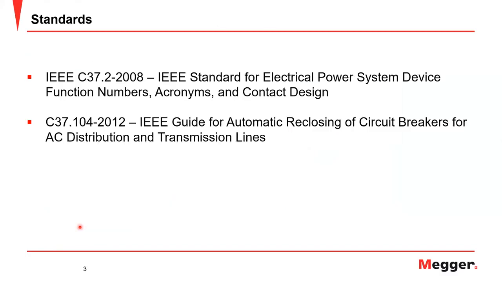The standards that apply to this presentation are IEEE C37.2, function numbers and acronyms, and C37.104, the guide for automatic reclosing of circuit breakers, both distribution and transmission.